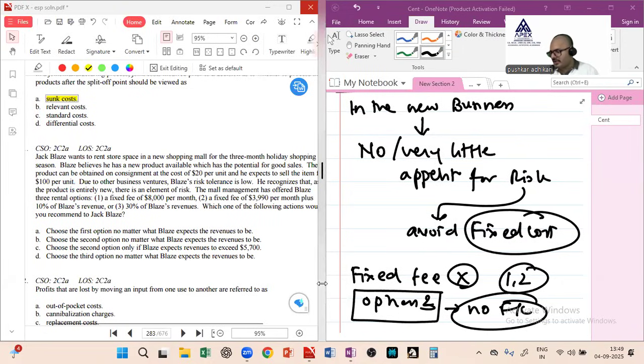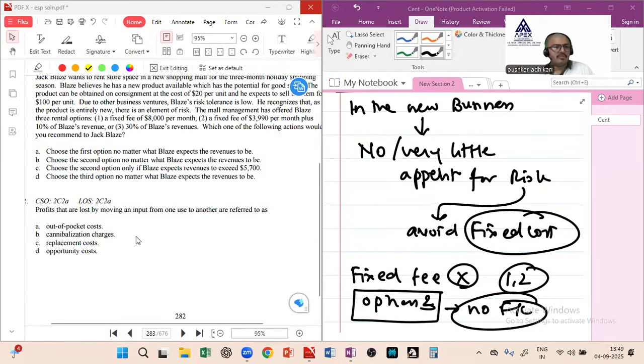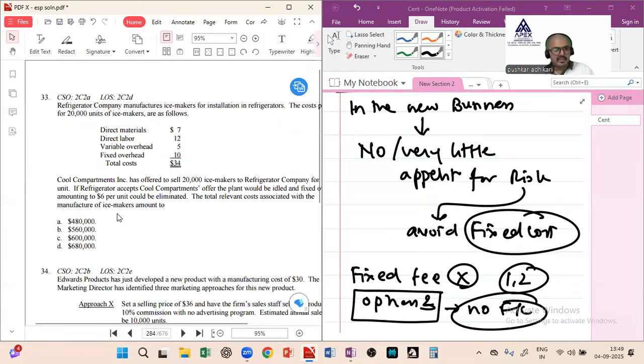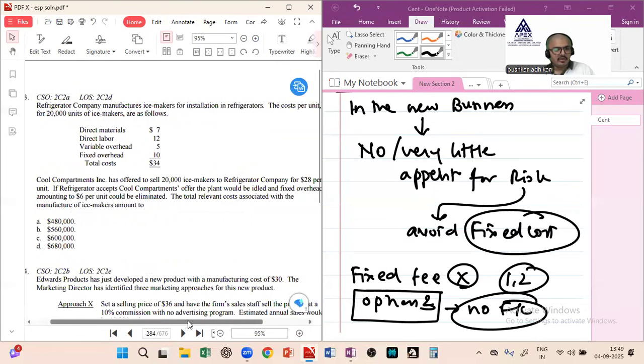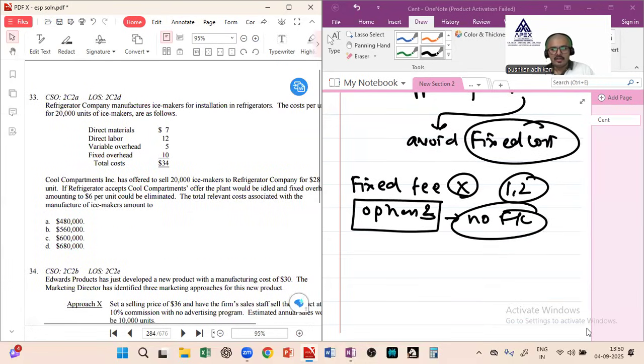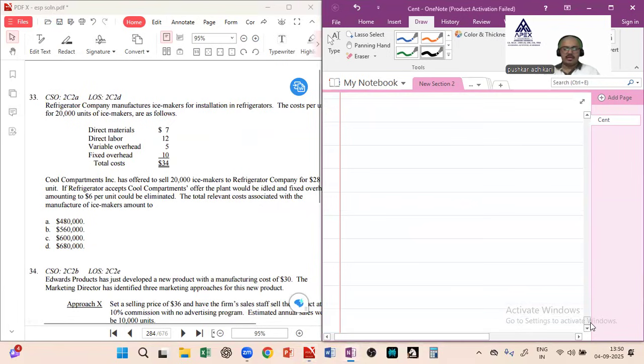I hope everybody understands. Now we go to question number 32. Profits that are lost by moving an input from one use to another use is nothing but an opportunity cost. You are losing one opportunity or one usage and you are going in for another usage. That's essentially what is happening over here. So now next we come to question number 33, a numerical question after a while. So of course we get back to our numerical solving.